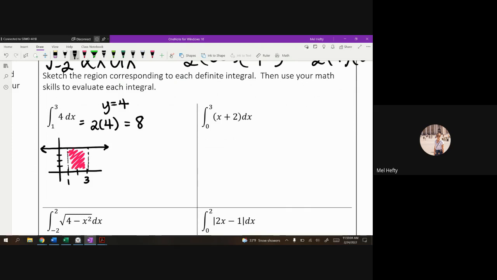All right, let's draw another picture. Yep, our function is y equals x plus 2.